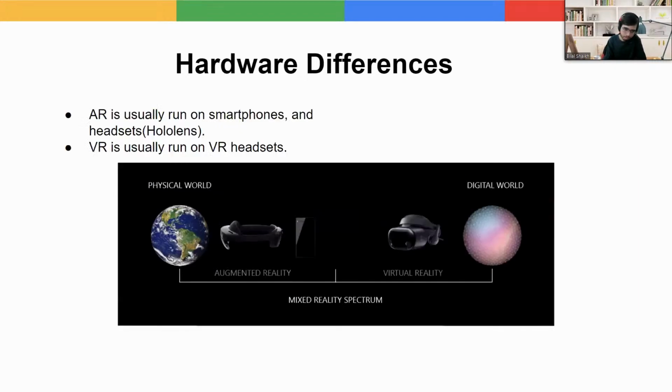The hardware differences are that AR is usually run on smartphones more so right now, just looking through your camera lens and showing you different things in your own environment. There are also headsets like the HoloLens 2, but they're really inaccessible to the normal consumer market due to their high prices, but they're really useful in AR.